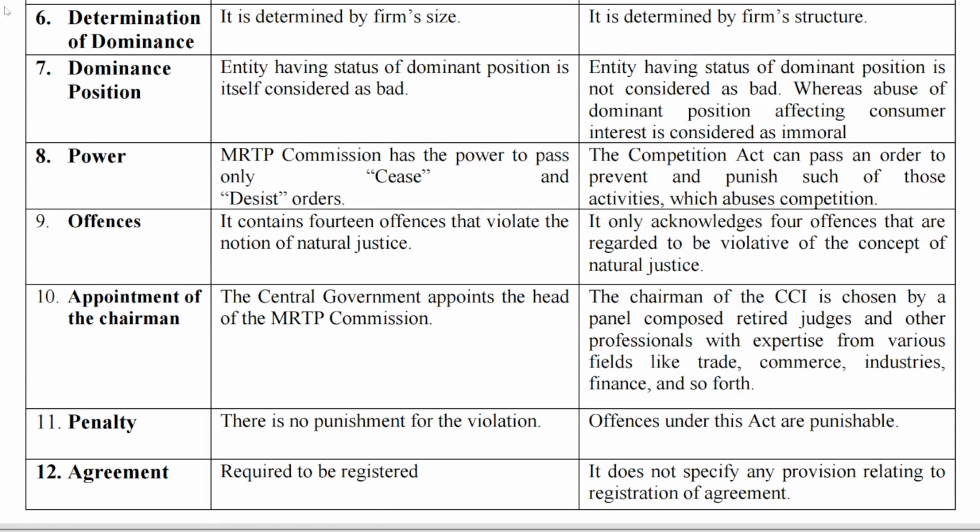Eighth point, power. The MRTP Commission has the power to pass only cease and desist orders, whereas in Competition Act, the CCI can order to prevent and punish those activities which abuse competition. Ninth point, offenses. The MRTP Act contains 14 offenses that violate the notion of natural justice, whereas Competition Act acknowledges only 4 offenses that are regarded to be violative of the concept of natural justice.